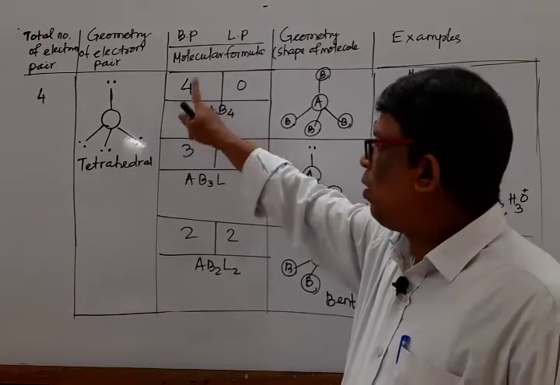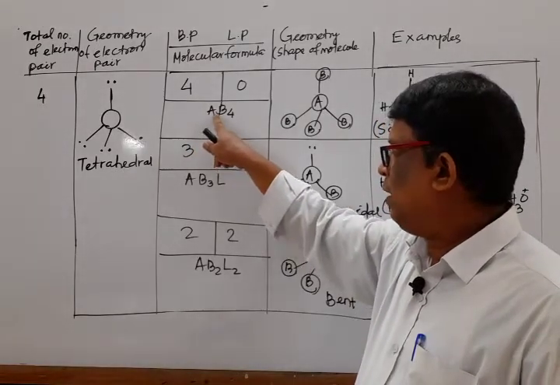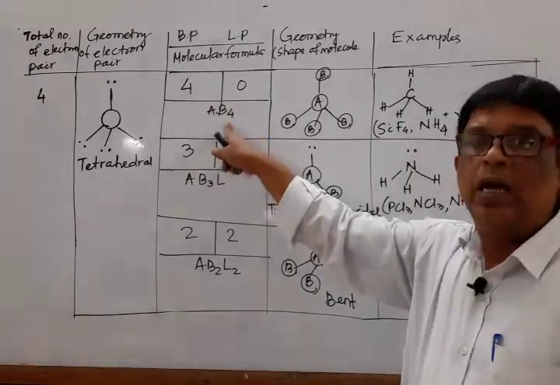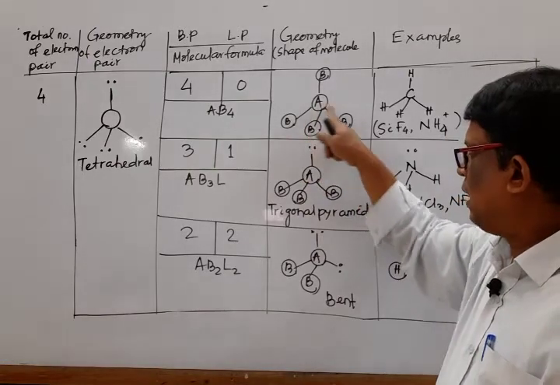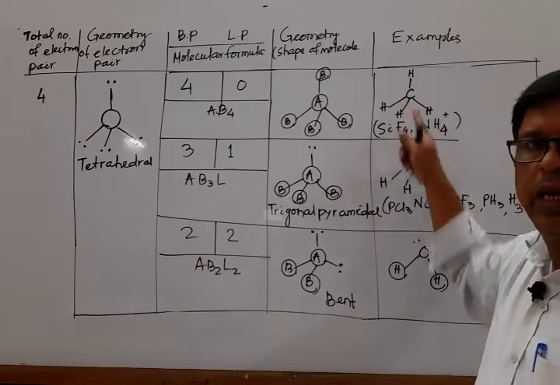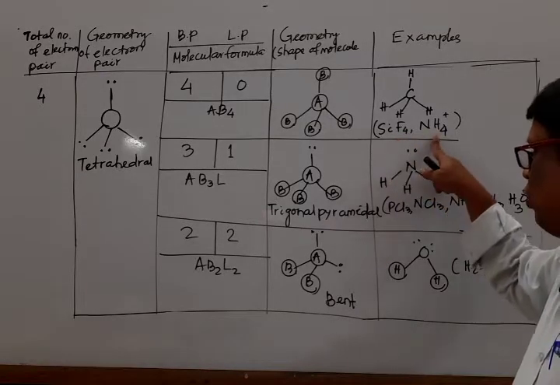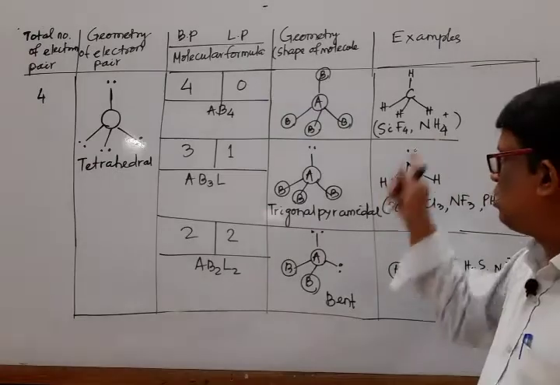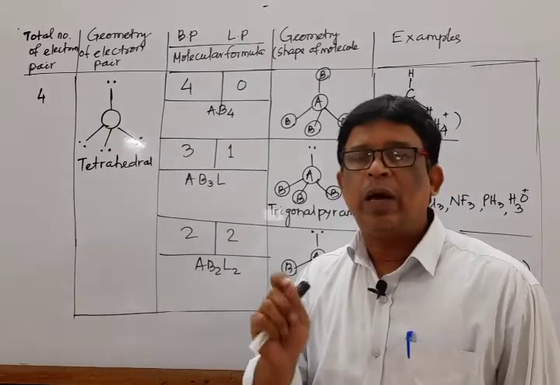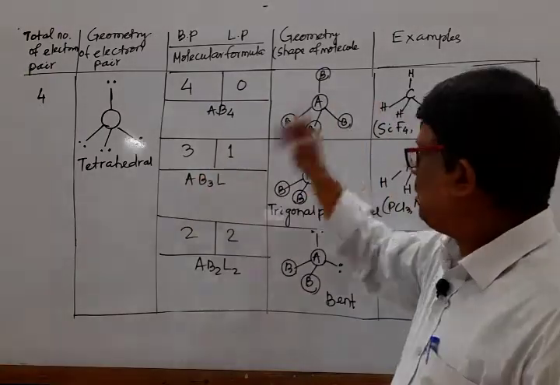First one is, if all 4 electron pair are bond pair, then it is represented by the formula AB4, lone pair electron is 0. If all 4 electron pair are bond pair and the other atoms are similar, then it is represented as AB4. A suitable example is methane CH4. In addition to methane, other examples are silicon tetrafluoride SiF4 and ammonium ion NH4+. In these cases, all 4 electron pair are bond pair, lone pair electron is 0. Then the geometry is tetrahedral.